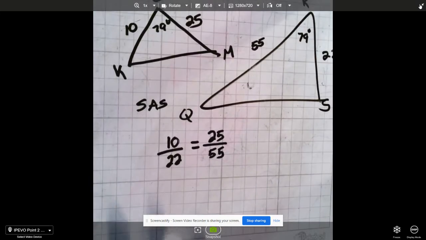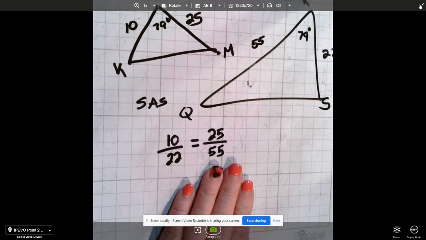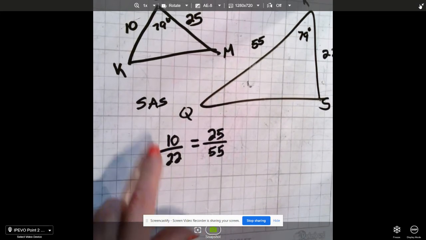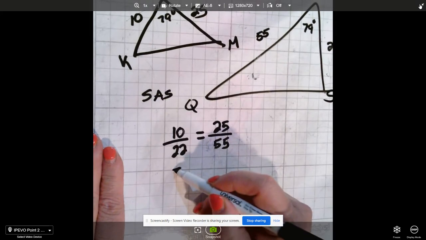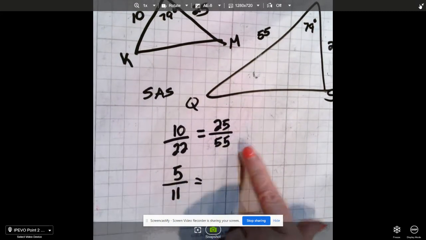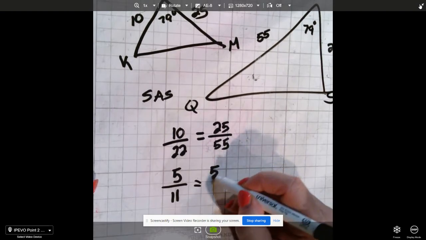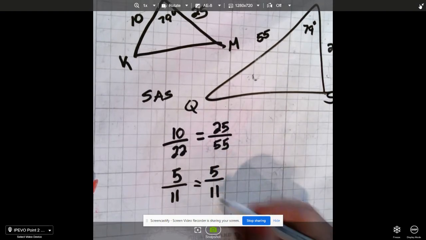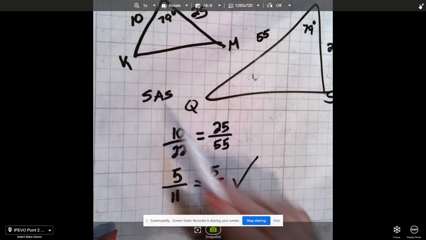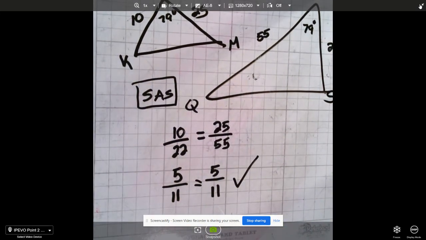All right, well, I know that 10 over 22 doesn't look like it equals 25 over 55, but I have to reduce these fractions before I know. So I know that 10 and 22 are at least divisible by 2. So let's divide both of those by 2, and I'll have 5 over 11. Well, 25 and 55 both are divisible by 5. 25 divided by 5 is 5. 55 divided by 5 is 11. So 5 over 11 equals 5 over 11. Therefore, yes, these two triangles are similar because of the side angle side theorem.